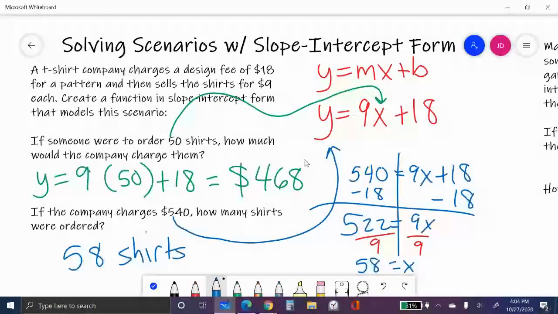Okay, so it's important that you understand each part of the slope-intercept equation. The slope is the rate. Okay, the x value in this case is the number of shirts. The y value is the total cost, and the 18 is the startup fee for designing it. Okay, let's look at another one.